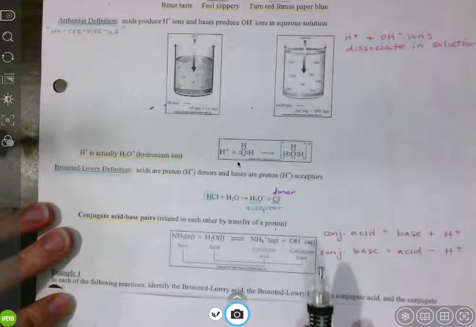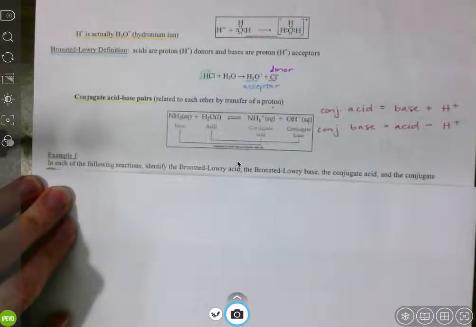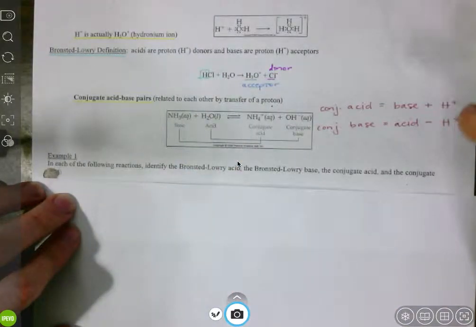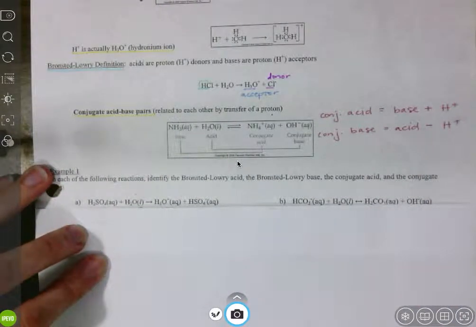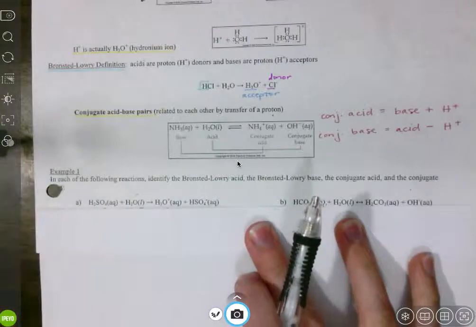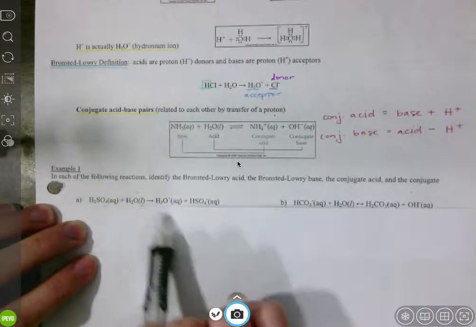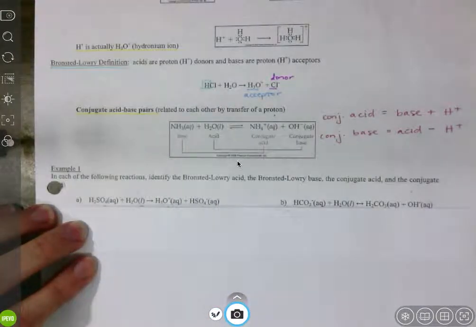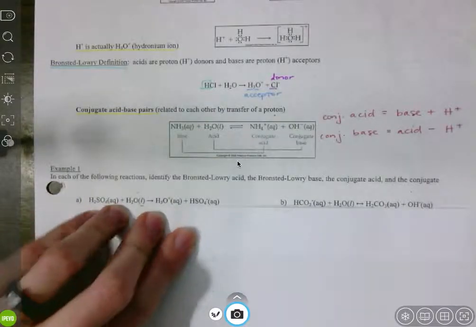All right, let's look at example number 1. In each of the following reactions, identify the Bronsted-Lowry acid, the Bronsted-Lowry base, and the conjugate acid and the conjugate base. All right, let's look at letter A. So with letter A, we have sulfuric acid plus water is going to give us hydronium ion, and then a hydrogen sulfate ion.